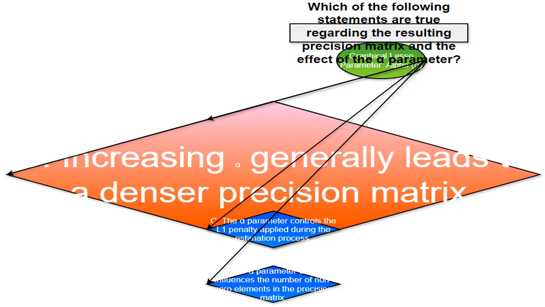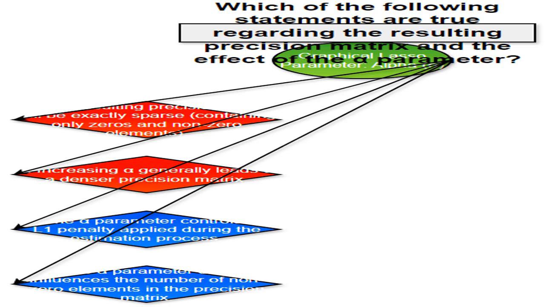This statement is incorrect. Increasing alpha actually makes the precision matrix sparser, meaning it will have more zeros, not fewer. Remember, we are aiming for sparsity for more interpretability and fewer false connections. This statement is also incorrect. While the goal is sparsity, we will get approximately sparse results, not perfectly sparse. Numerical imprecision might lead to tiny values very close to zero rather than true zeros.